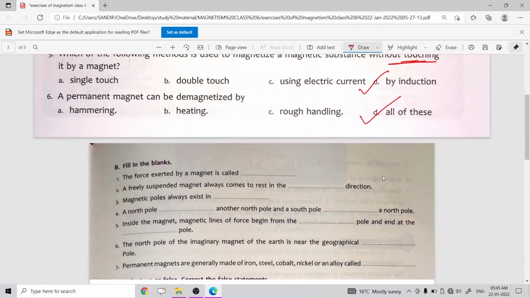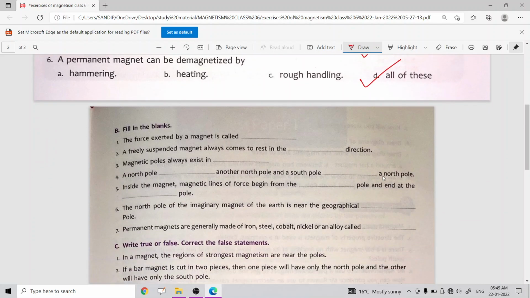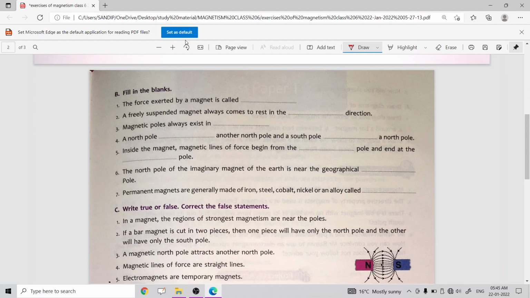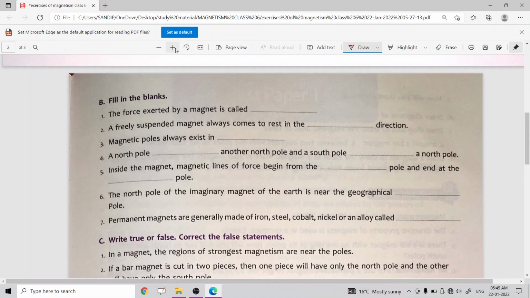Now we move to the next part, that is fill in the blanks. The first question is: the force exerted by a magnet is called magnetic force. The next one is: a freely suspended magnet always comes to rest in which direction? It is the north south direction.